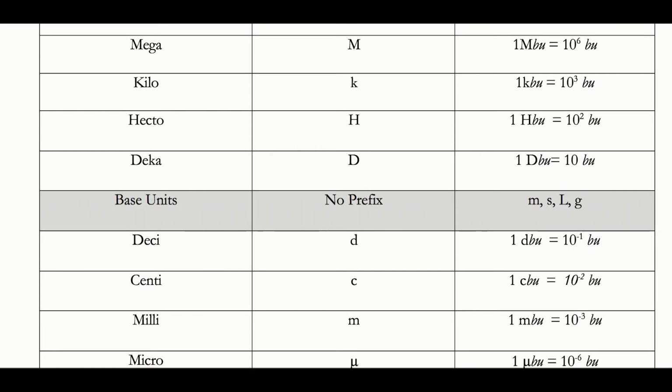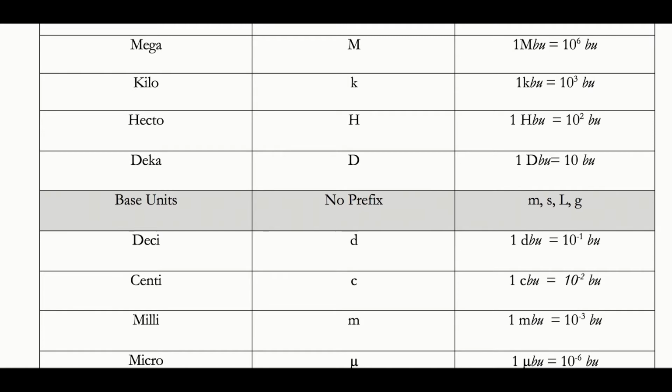So 1 centi base unit. Remember, base unit could be 1 centimeter, for example. 1 centimeter equals 10 to the negative second meters. So by putting the C, the centi, in front, I've changed the value of that unit and I've made it quite a bit smaller. Because instead of having 1 meter, now 1 centimeter is 10 to the negative second meters. I've decreased the value by 100-fold.